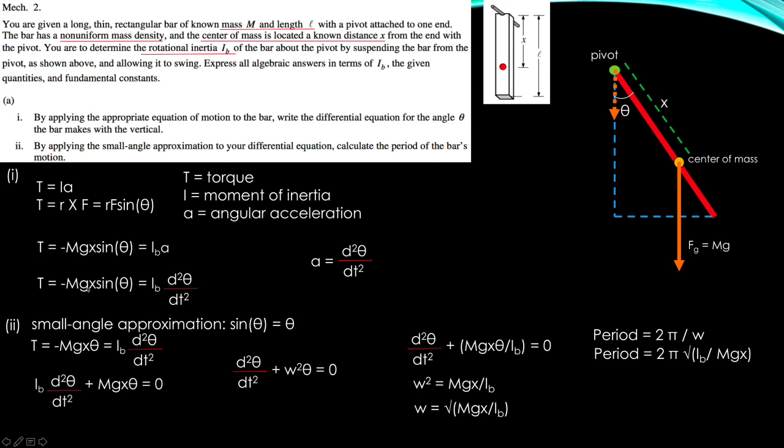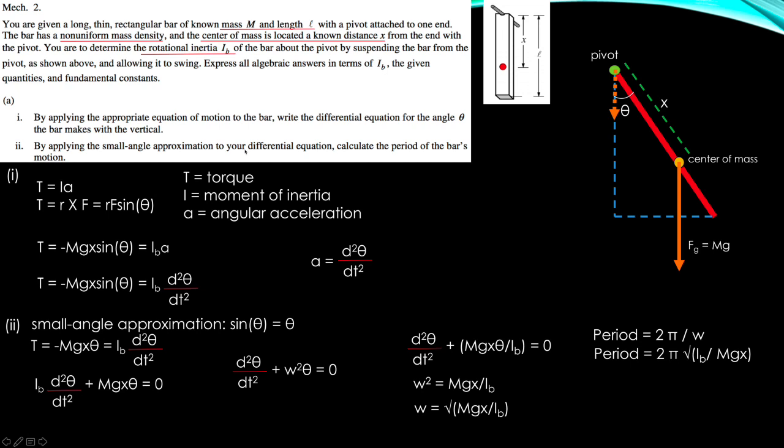So yeah, that's what this is. Negative mgx sine theta is equal to I of b. I of b is just given in the question as a rotational inertia. And then we have this term, which, by definition, alpha is equal to the double derivative of theta with respect to t. Okay, so part 2 says, by applying the small angle approximation to your differential equation, calculate the period of the bar's motion.